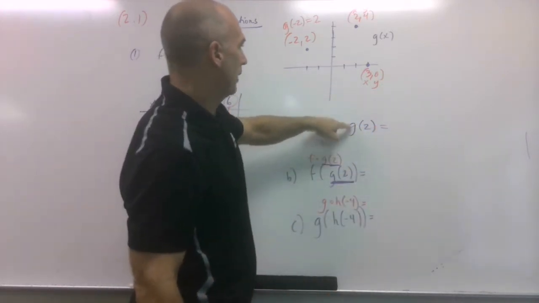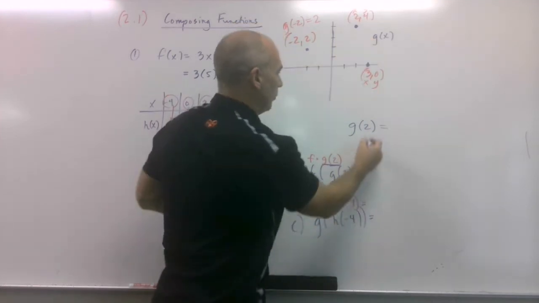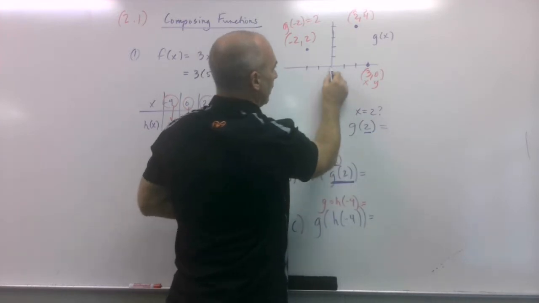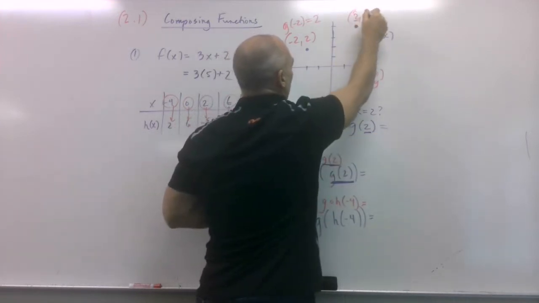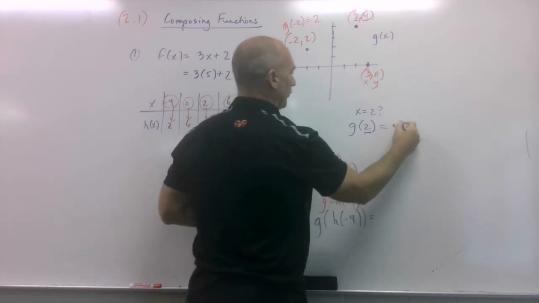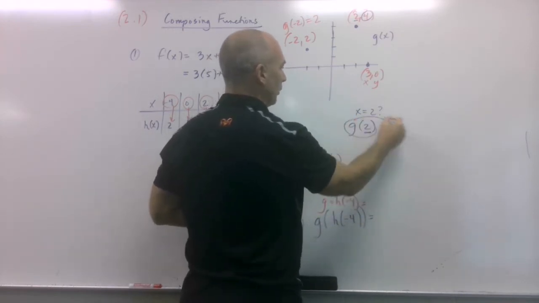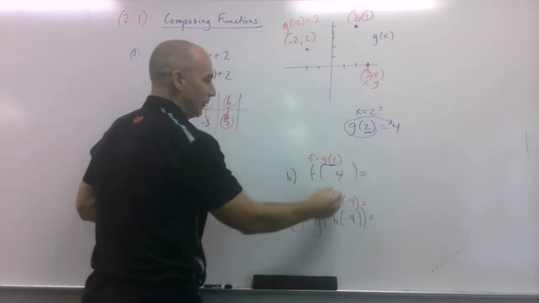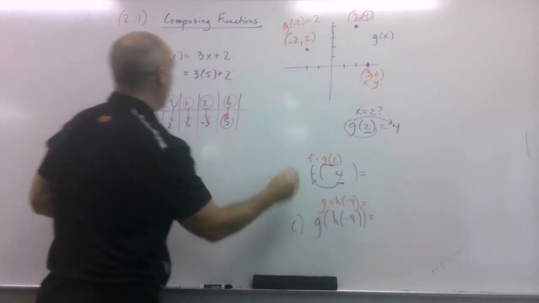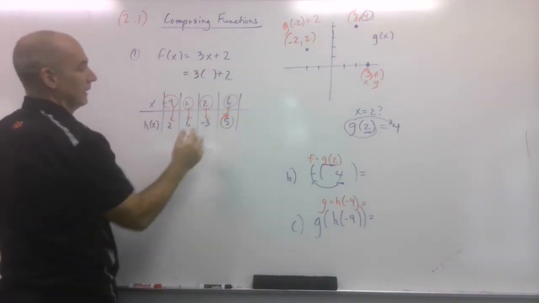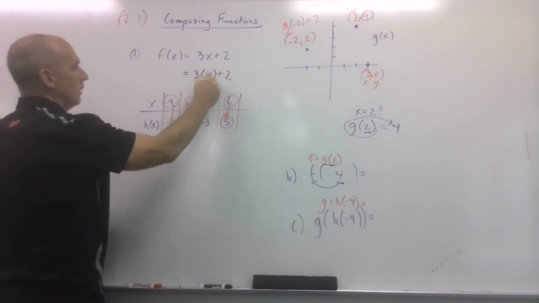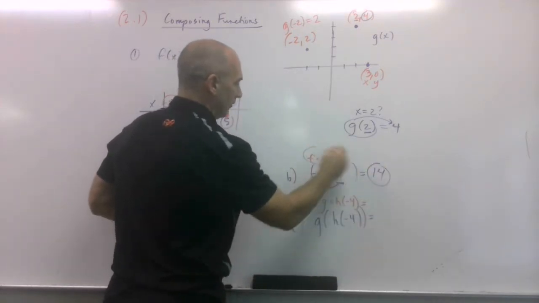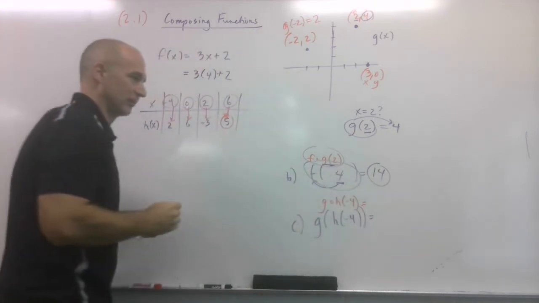Well, this is drawing our attention to g of x. So we're like, well, where does x equal 2? Well, look at it: if x is 2, y is 4. So they already told us that this equals 4. So we know that the inside equals 4. And now we're going to plug this into f. So we go up here, and we put a 4 in there. 4 times 3 is 12. 12 plus 2 is 14. So that's my answer to this, which was the same thing as this.